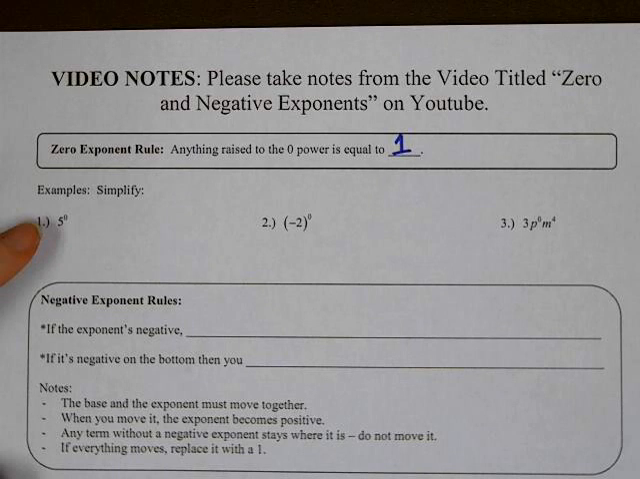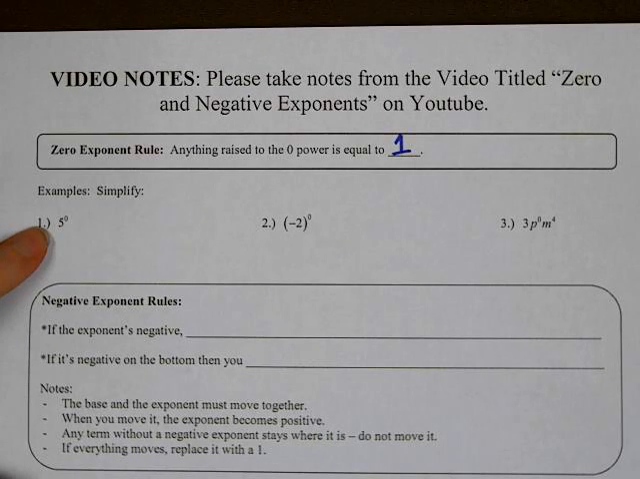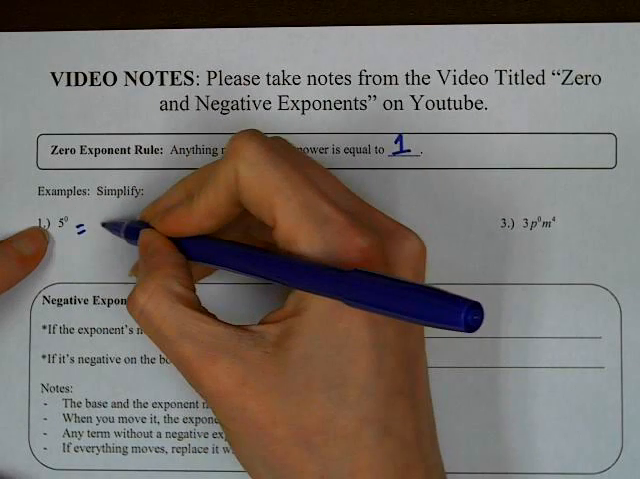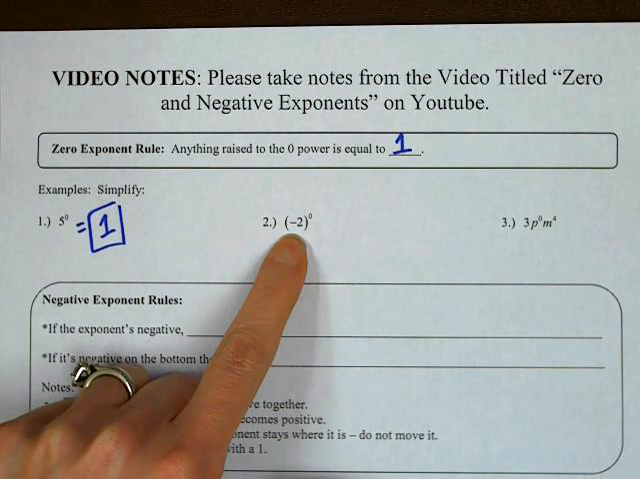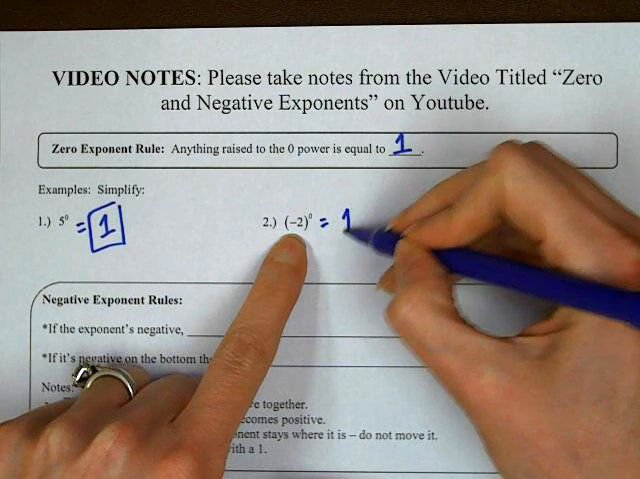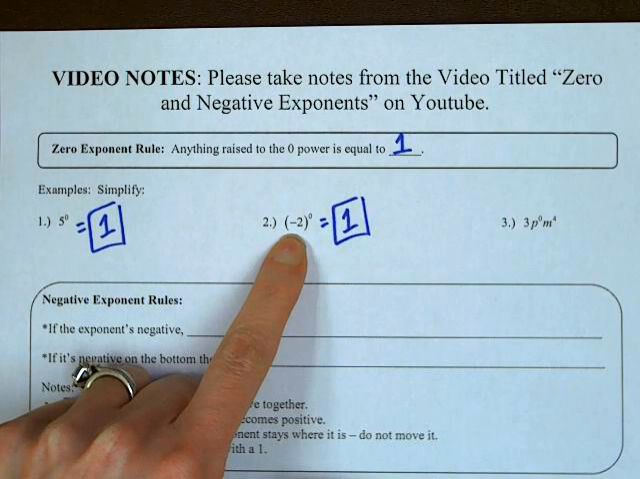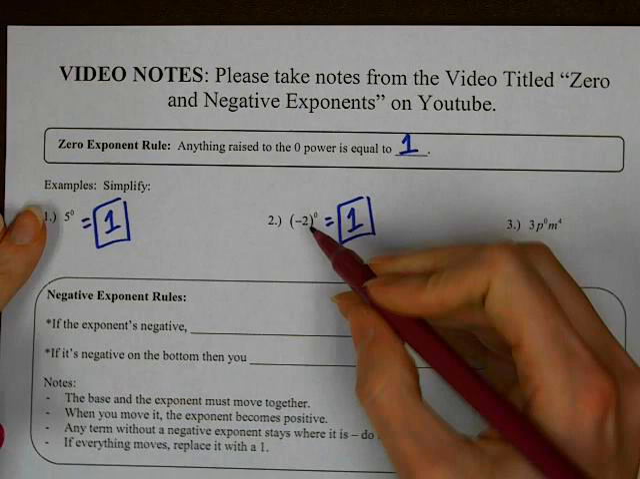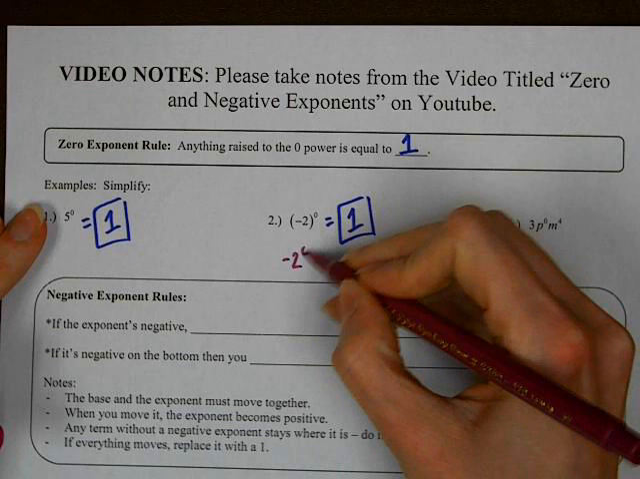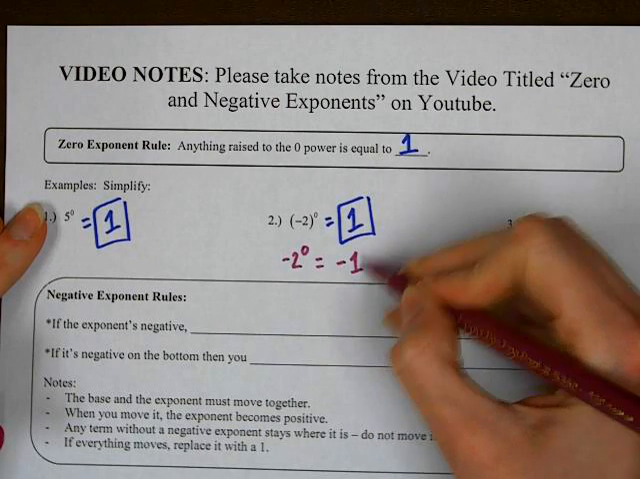All right, so let's do some examples. 5 to the 0 power would be 1. Negative 2 to the 0 power would be 1. And actually, just a note on that one, if you forget the parentheses, you're actually going to get it wrong. This is different than if you did not have parentheses. That would be negative 1.